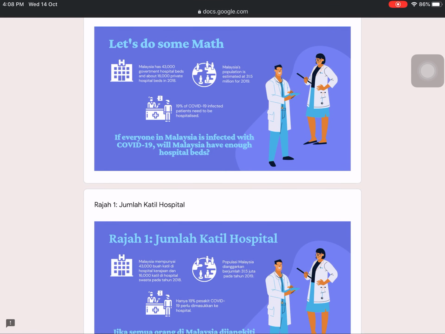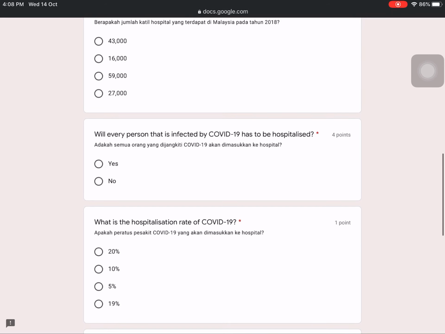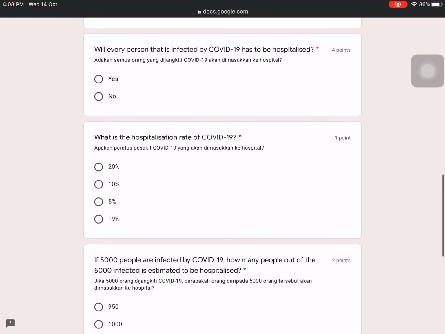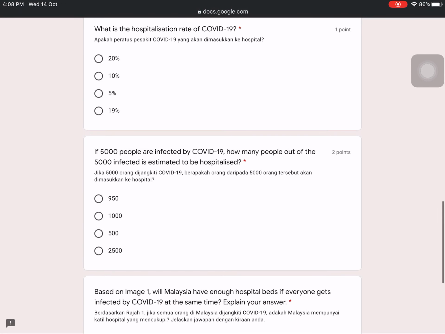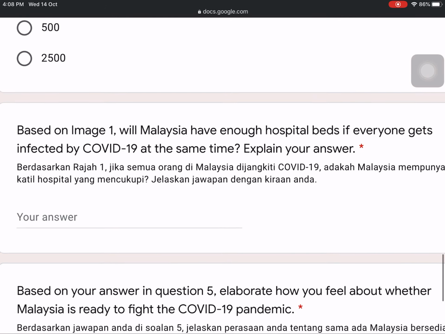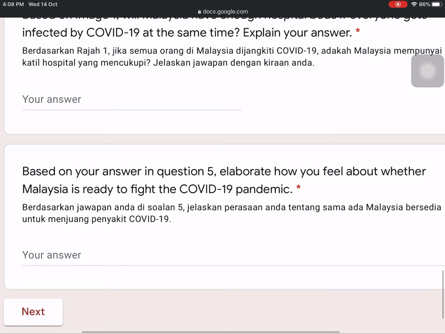Okay, here, don't worry, they actually brought the image to you to help you answer the question. So you can answer immediately here. You can use a calculator, girls, no worries. Remember, don't worry about getting the accurate, correct answer, but do your best to do it right and give your best answer, okay? Based on image 1, will Malaysia have enough hospital beds? Elaborate how you feel about whether Malaysia is ready to fight the COVID-19 pandemic.